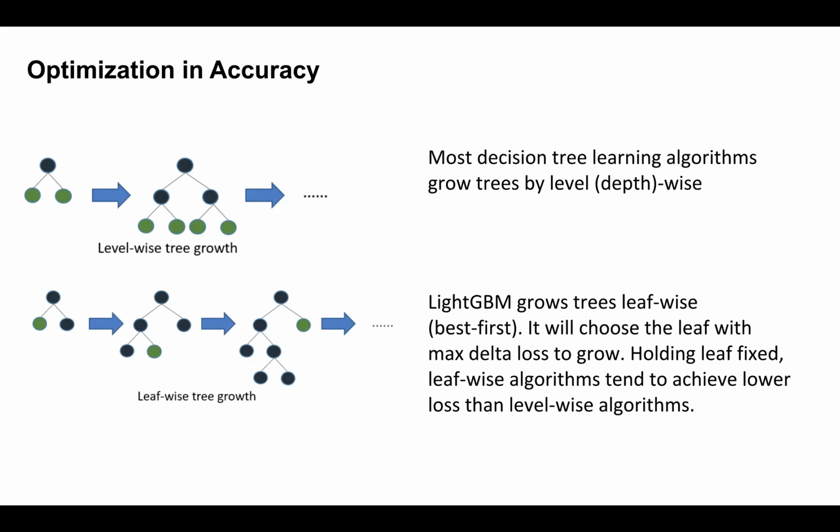Most decision tree learning algorithms grow trees level-wise. As for LightGBM, it grows trees leaf-wise. It will choose the leaf with max delta loss to grow. Holding leaf count fixed, leaf-wise algorithms tend to achieve lower loss than level-wise algorithms.